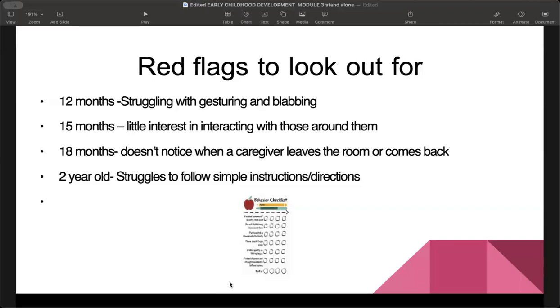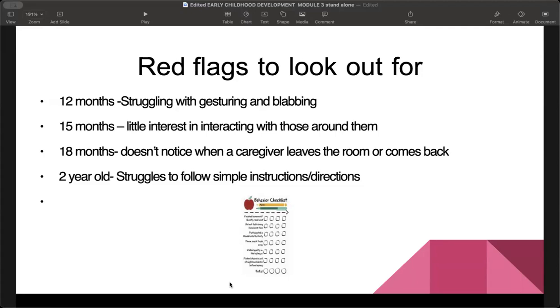And then around about 18 months, a red flag would be they don't notice when the caregiver leaves the room or comes back. They don't notice. Something's terribly wrong here with the child's development or with the child's attachment issues.